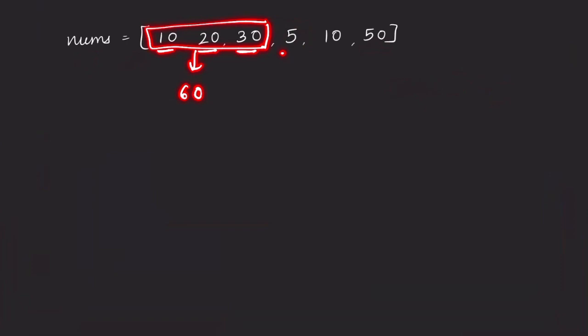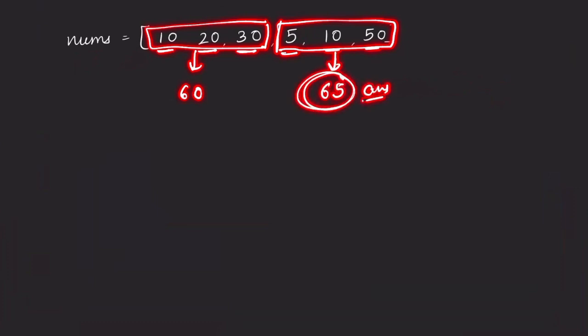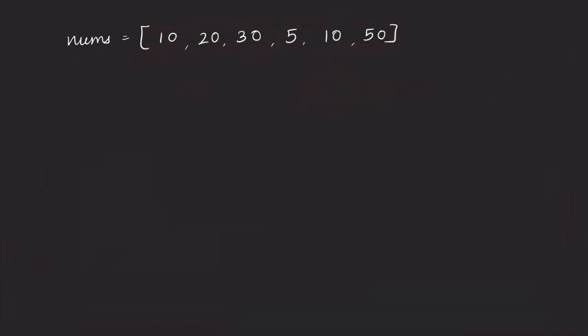Then if we find some other ascending subarray, we see 5, 10, 50. This is also an ascending subarray. Its sum is 65. So the greater sum is 65. So this is our answer. Okay. Now, how are we going to solve this?